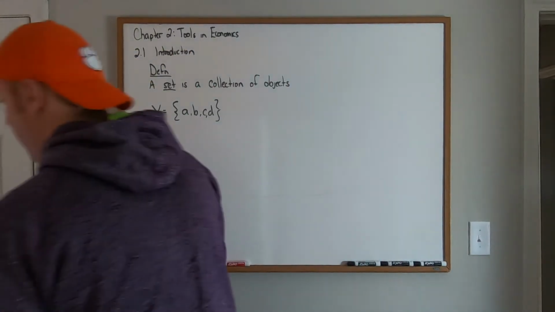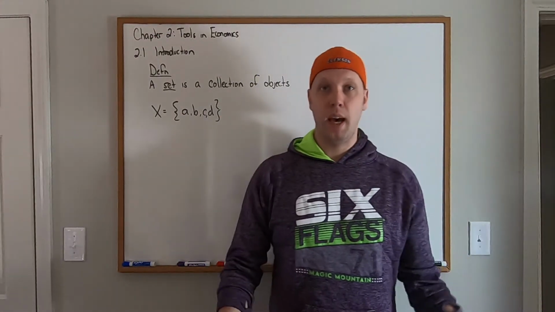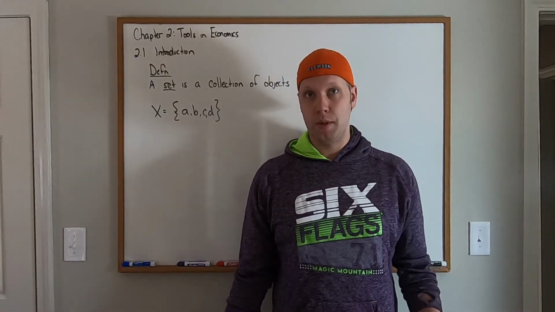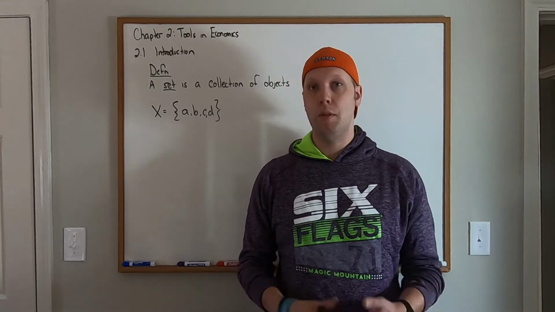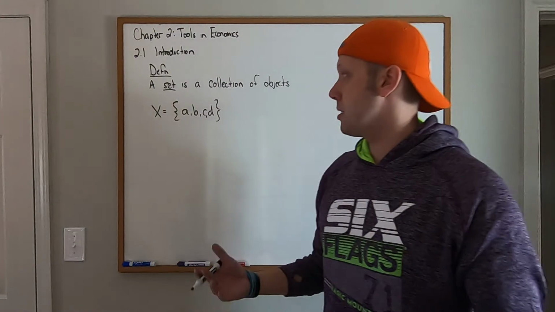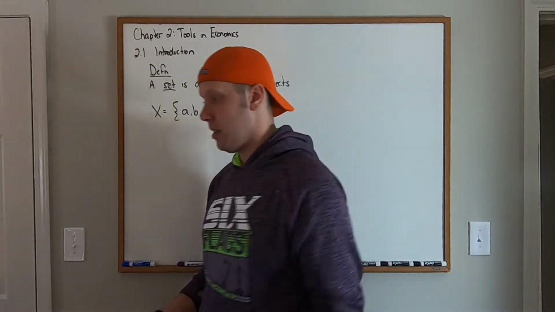Sets can be finite, they can be infinite. They can be countable, like the integers or the counting numbers. They can be uncountable, like the real numbers, right? If something is uncountable, there's no next element. If something is countable, well, there is, in fact, a next element.